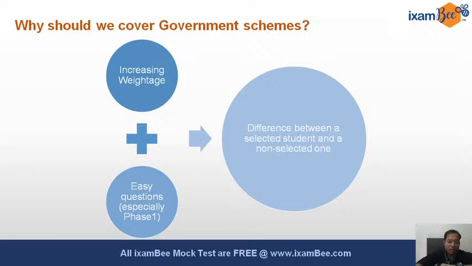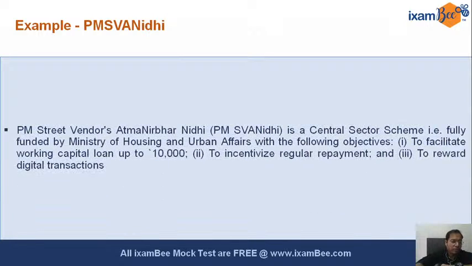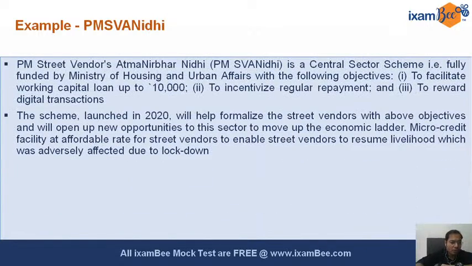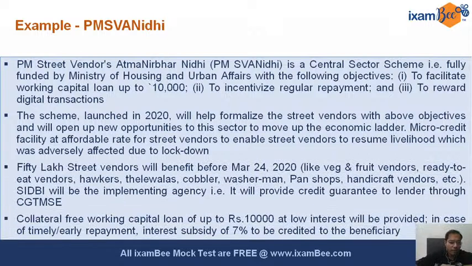So the government schemes basically make a difference between a selected student and a non-selected one. So everyone is covering GA, the news-based one, but what about the government schemes? So you have to be very thorough about those government schemes. For example, I'm giving you an example related to the PM SVANidhi scheme. So you can see it on your screen and read it.